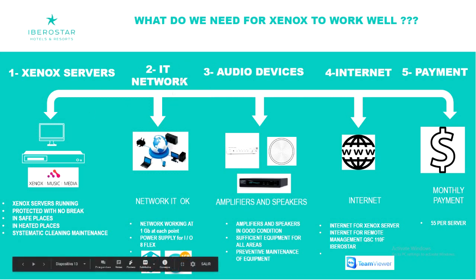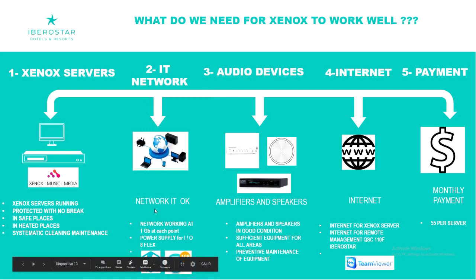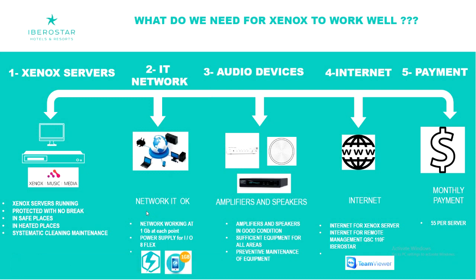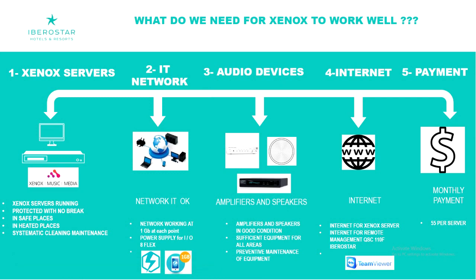The second part is the IT network. It's very, very important that the IT network is working, and this is actually our problem in Jamaica, at least, the biggest problem that we have. The network is not powerful enough for us to run the system correctly. The network that we need runs on a 1 gigabit per second protocol, and the network that we have in Jamaica runs on 100 megabits. So 1 gigabit per second means 1,000 megabits per second, and we are running on 100.